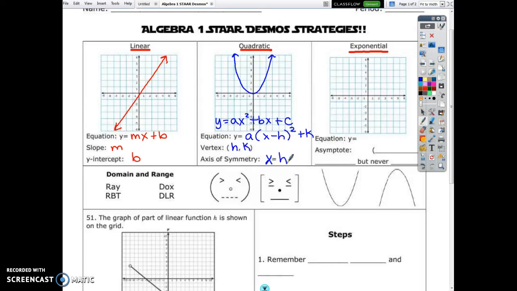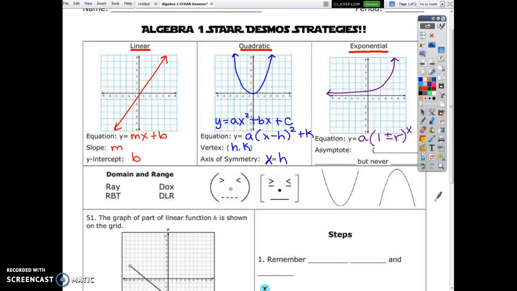Okay. One thing that you guys forgot about were the exponential functions. Exponential functions look something like this, where it's a growth or a decay. If it's going up, it's a growth. If it's coming down, it's a decay. And the equation is y equals a, which is the starting point, parentheses, 1 plus or minus r. If it's increasing, it's a plus. If it's decreasing, it's a minus. All to the power of x.